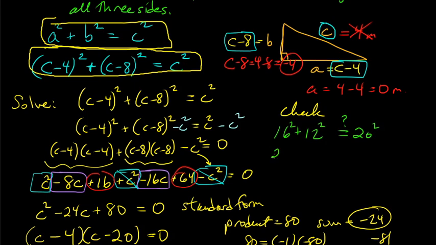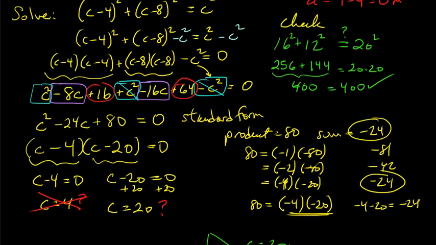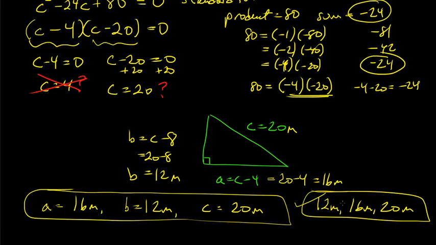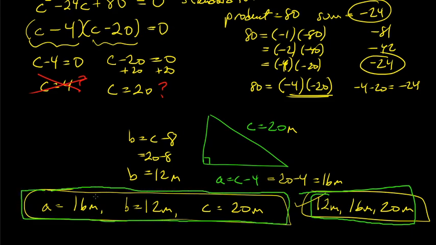So 16 times 16 is 256. 12 times 12 is 144. And 256 plus 144 is 400. But 20 times 20 is also 400. So 400 equals 400. I think that works. We could have just checked the C here, but it's fine. So the three lengths are 12, 16, and 20. Don't forget the meters, because it's not feet, it's not inches, it's not yards. Here it's meters.